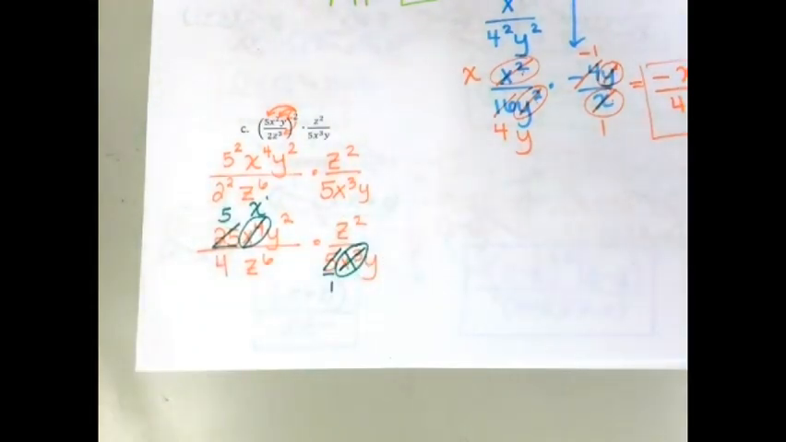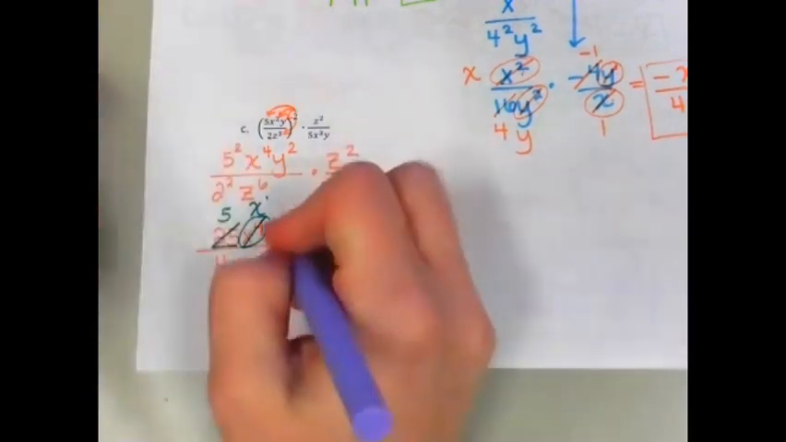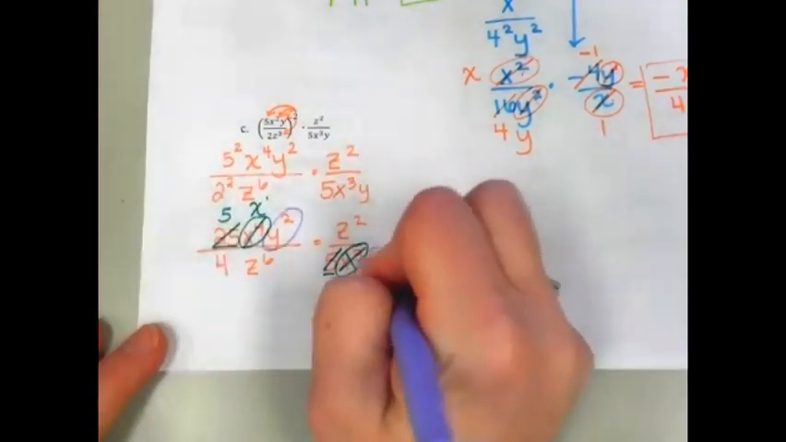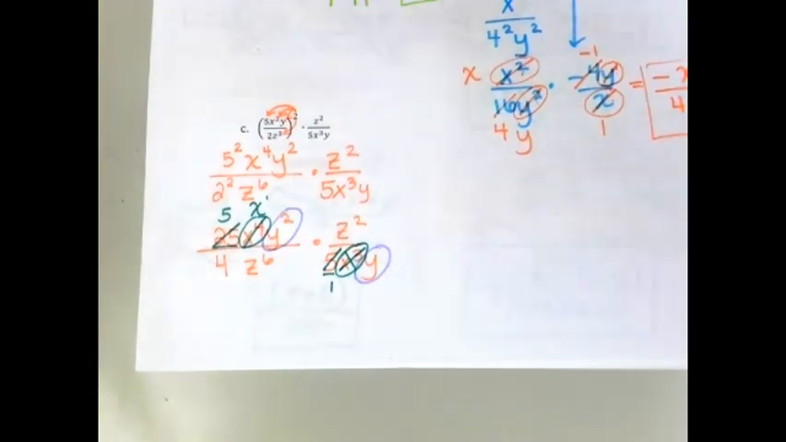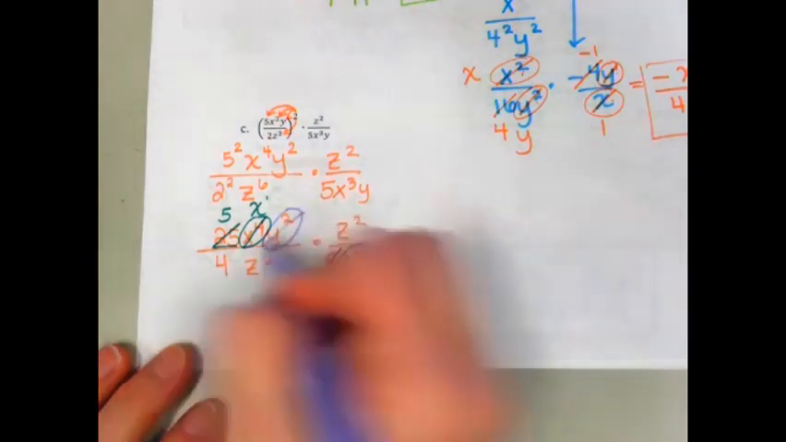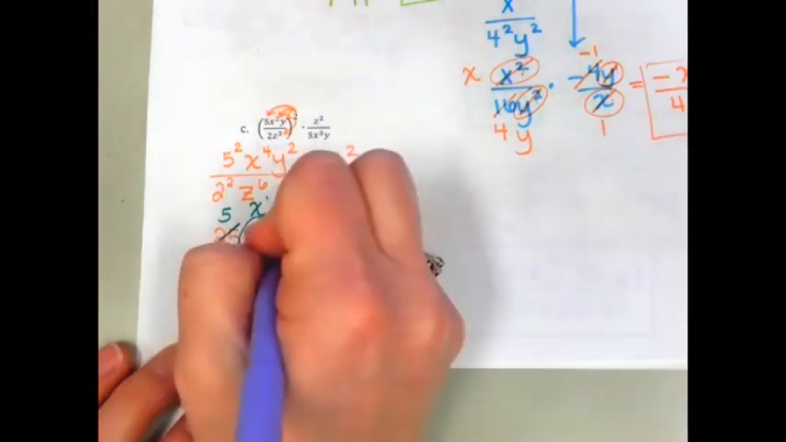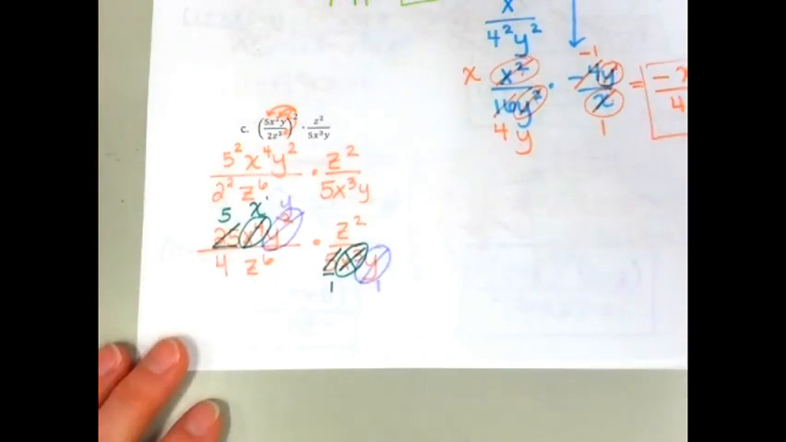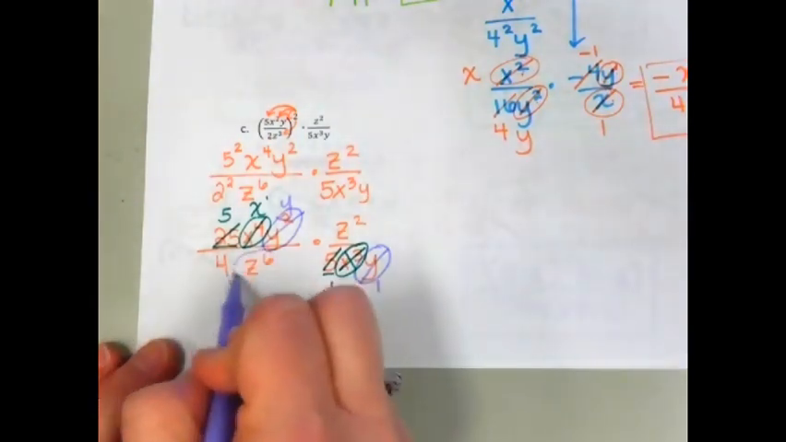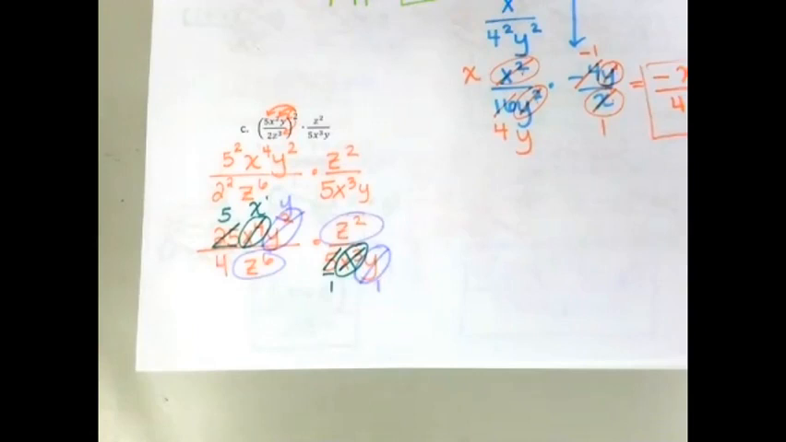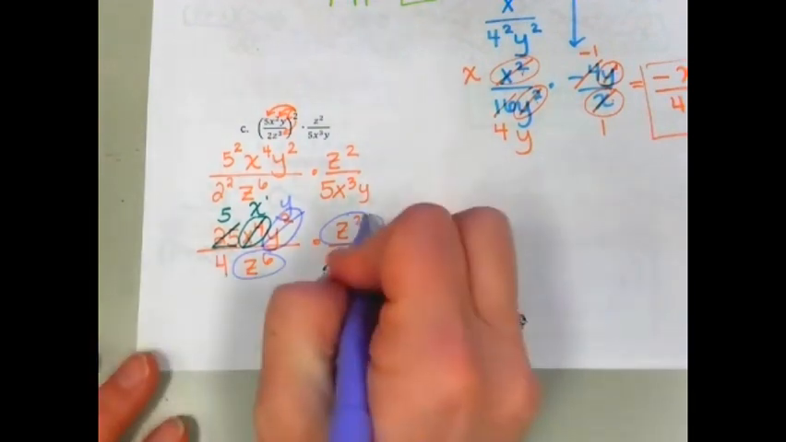All right. Let's do the y's. Y squared and y. So we're going to subtract. So 2 minus 1 is 1. And where is it going to end up? On the top again, right? All right. Let's do our z's. 6 minus 2 is 4. And where is that going to end up? On the bottom.